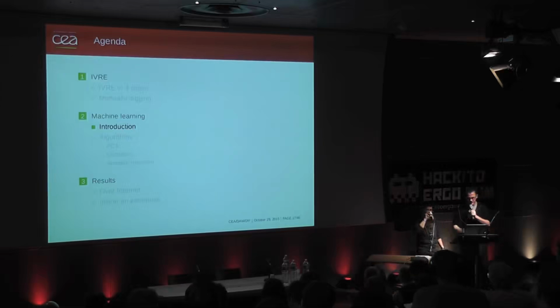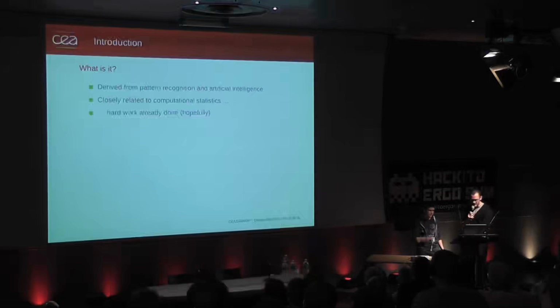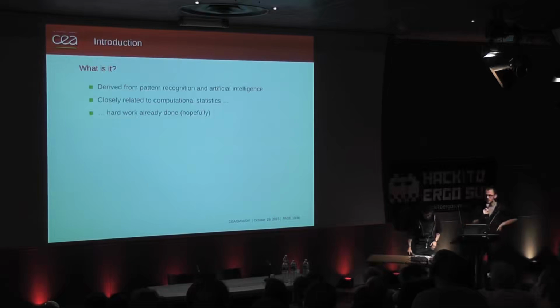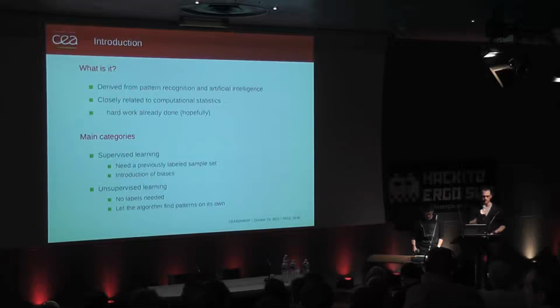Okay, so at the beginning of my internship, I didn't know anything about machine learning. The only thing I thought was that machine learning was more like the picture on the left. Actually, it's more like the picture on the right. So what is machine learning? It's a field derived from pattern recognition and artificial intelligence. It's closely related to computational statistics, but hopefully for us, the smart mathematicians have already done the hard work. They have written a lot of papers, and almost all of the algorithms that we will need are already implemented for your language. So we just have to pick the right one and use it correctly.